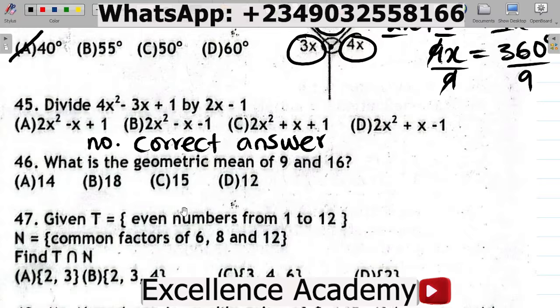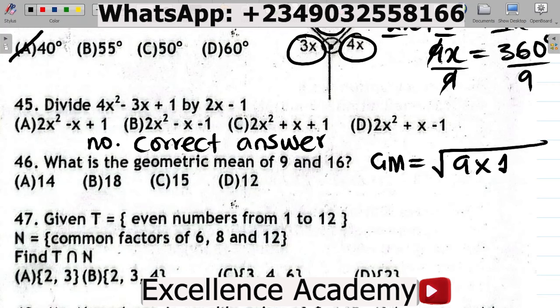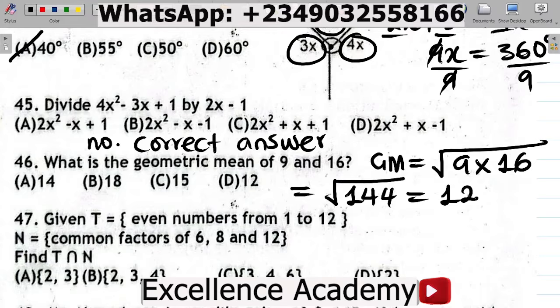All right, 46 says, what is the geometric mean of 9 and 16? A 14, B 18, C 15, D 12. Now let's call geometric mean GM. We want to know that geometric mean is equal to the square root of the product of the numbers, 9 times 16. This is how we find geometric mean. And this is equal to square root of 9 times 16. If you multiply that, you have 144. The square root of 144 is 12. So the answer there is D, 12.